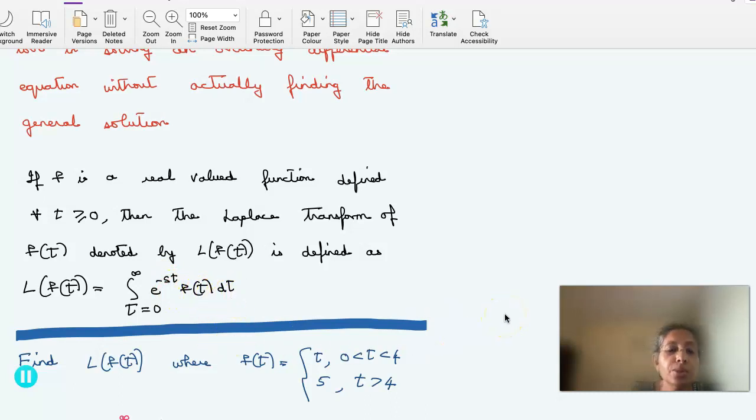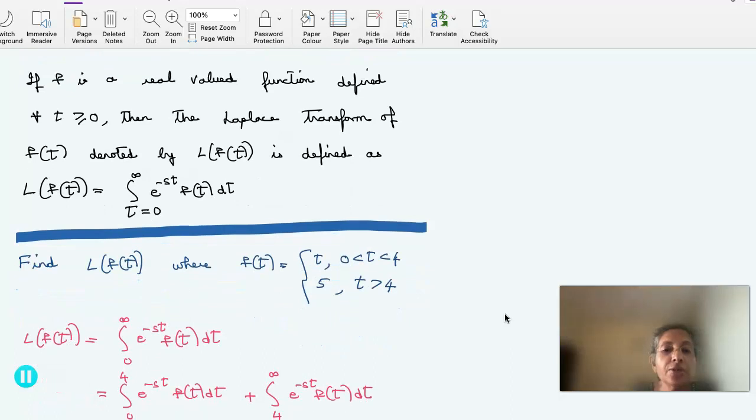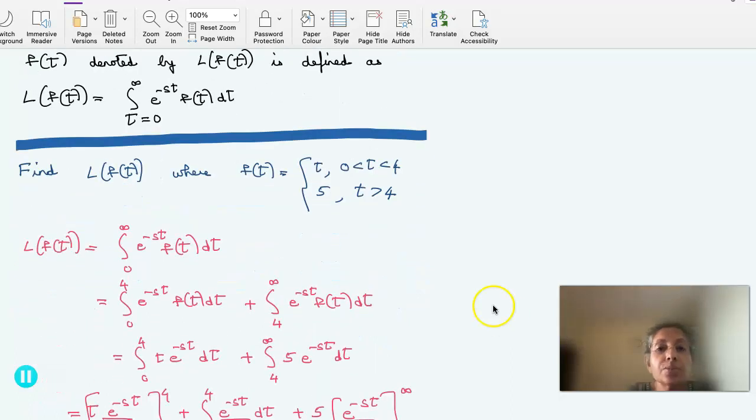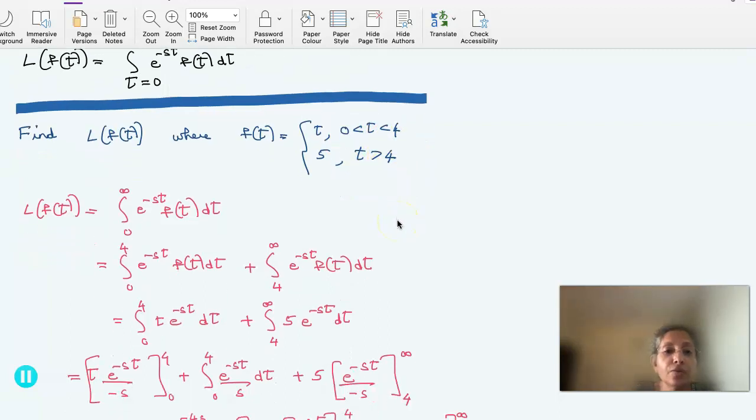So coming to problems, find L{f(t)} when f(t) is t when t lies between 0 and 4, equal to 5 when t is greater than 4. So as per the definition, L{f(t)} will be the integral 0 to infinity of e raised to minus st f(t) dt. So we split this as the integral 0 to 4 of e raised to minus st f(t) dt plus the integral 4 to infinity of e raised to minus st f(t) dt, because it's divided between t equal to 4 and greater than 4.